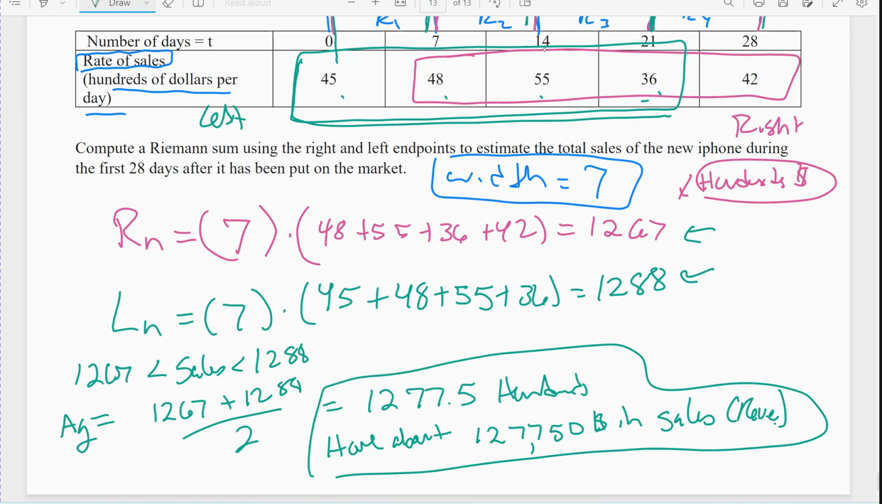All right, so like I said, this is a special type of application if we're given table values. All right, so table values. All right, we'll wrap it up there.